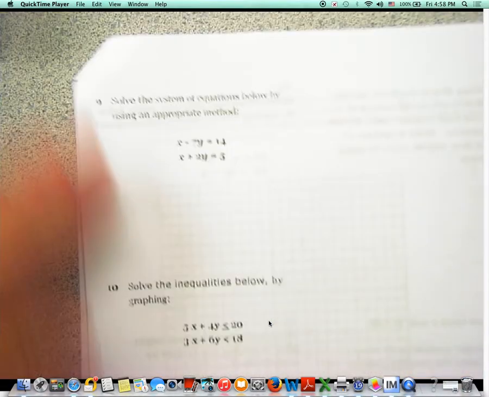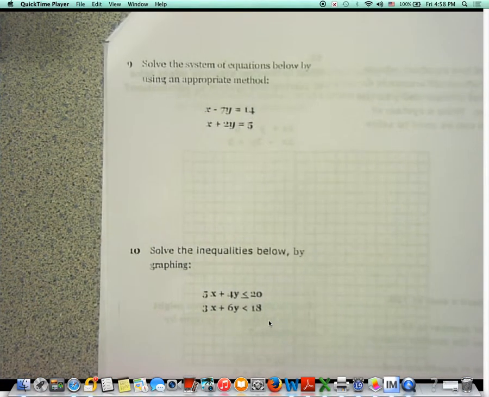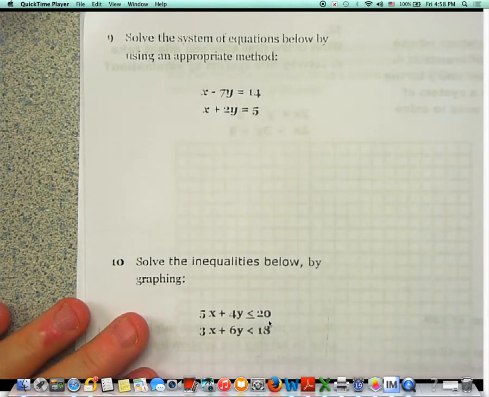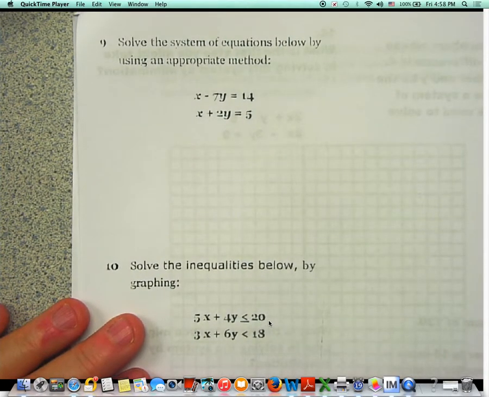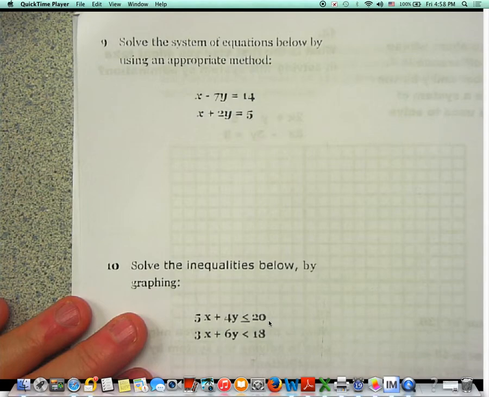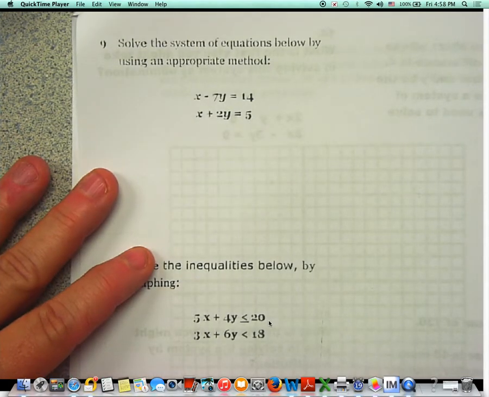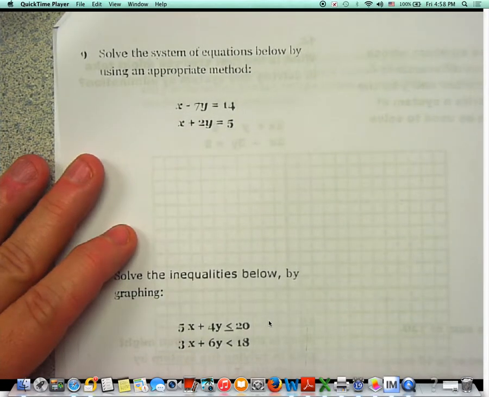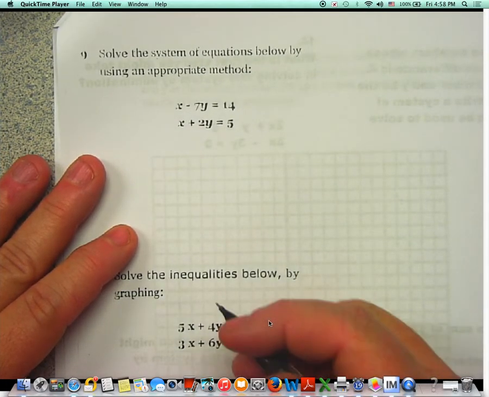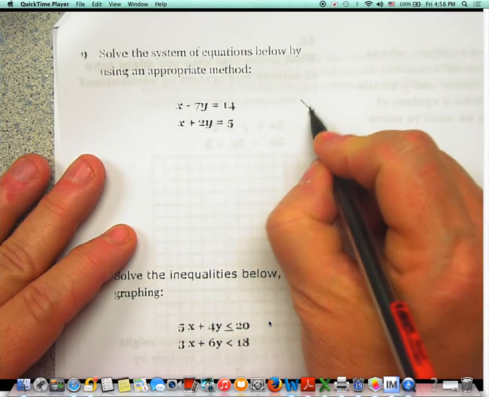All right, number 9. Solve the following system of equations below by using the appropriate method. So I can use any method I want again. And I think this time I'm going to use elimination again. Actually, because I've already done some matrices on numbers 1 through 6. So we'll go ahead and do elimination again. So I'm going to keep the top one just like it is.